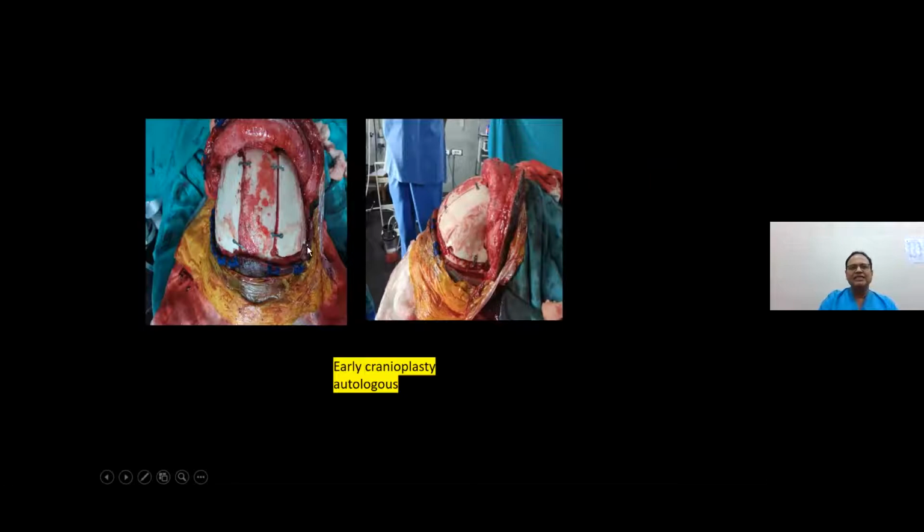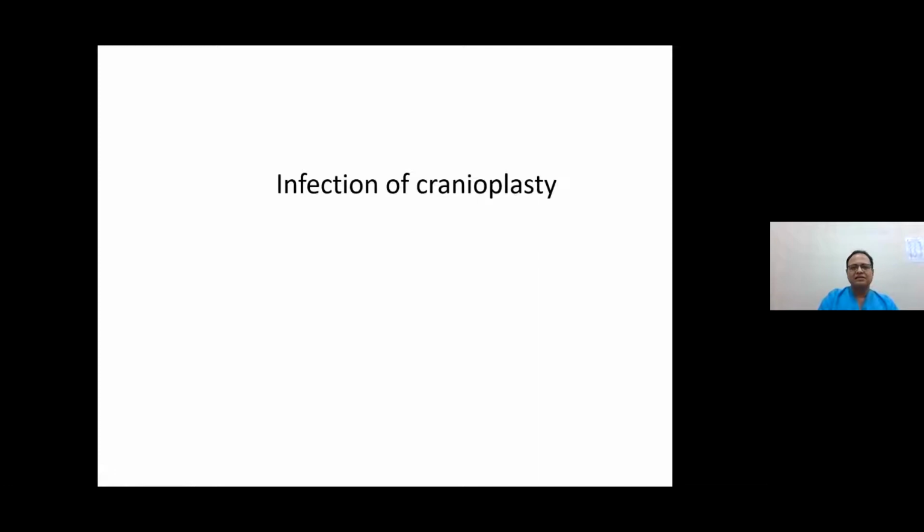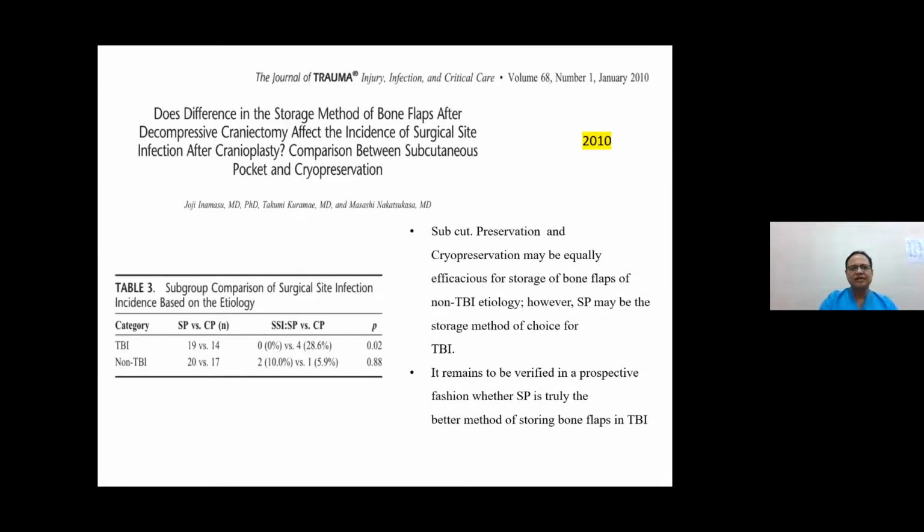And this is an autologous bone graft. But then the infection rate in this kind of surgery is almost 5 to 12%, which is quite high. How do you reduce infection in cranioplasty? Is it better to always use an autologous bone graft, the bone graft which is kept in the subcutaneous plane, or it is better to preserve it in the freezer and then use it, which has a lesser rate of infection?